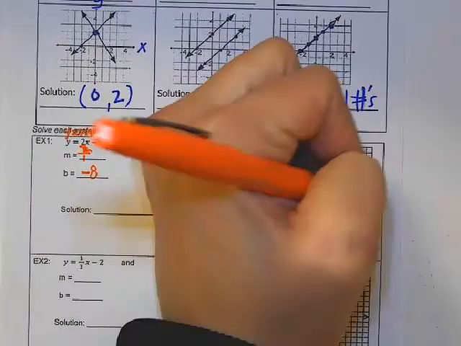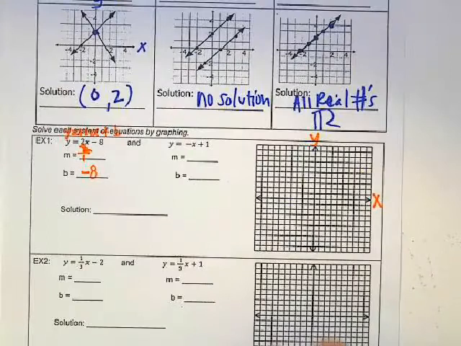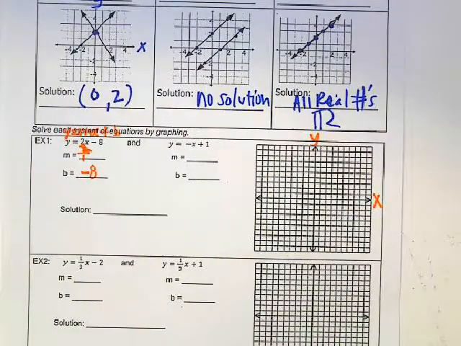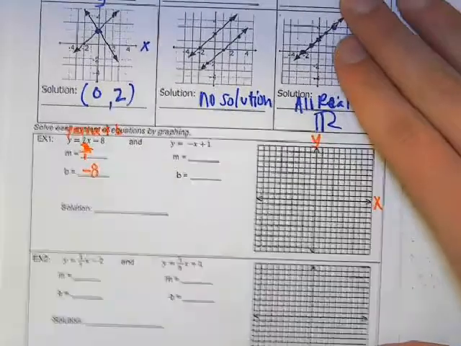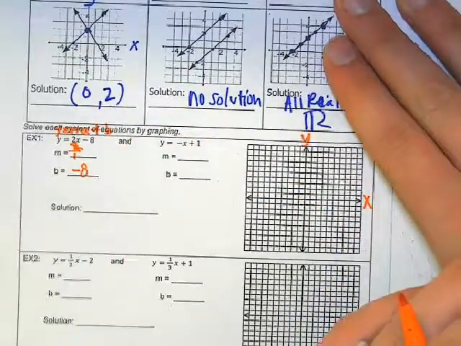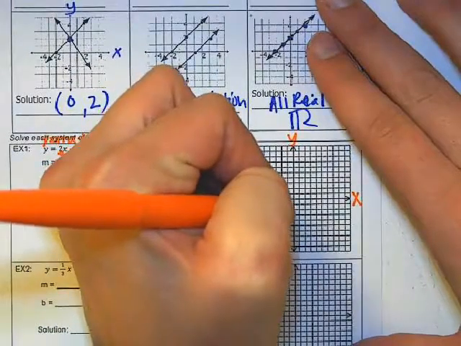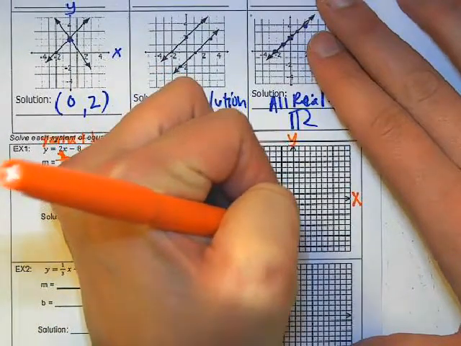I'm going to start with the first equation. Do I go with m or b first? B. What does b stand for? Your y-intercept. So I'm going to go to the y-axis and put a dot where? -8, the b. Good. 1, 2, 3, 4, 5, 6, 7, 8. I got my dot.